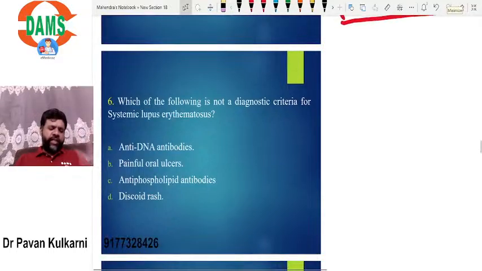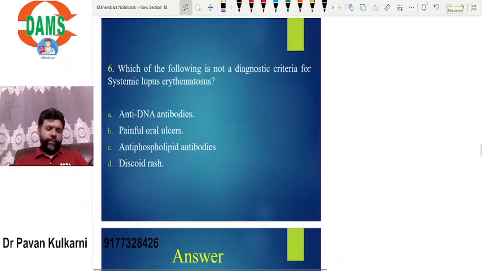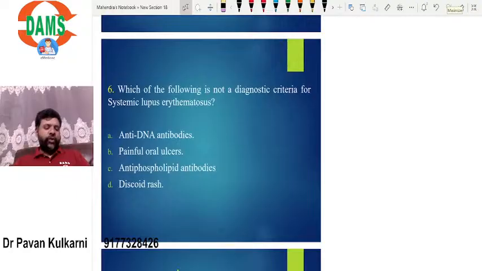Moving on to the sixth question. Which of the following is not a diagnostic criteria for SLE? We know that systemic lupus erythematosus has anti-nuclear antibodies and anti-DNA antibodies. That's correct, it's a diagnostic criteria. Painful oral ulcers. Yes, in SLE you can see oral ulcers. I'm sorry, not painful oral ulcers. You'll see painless oral ulcers.